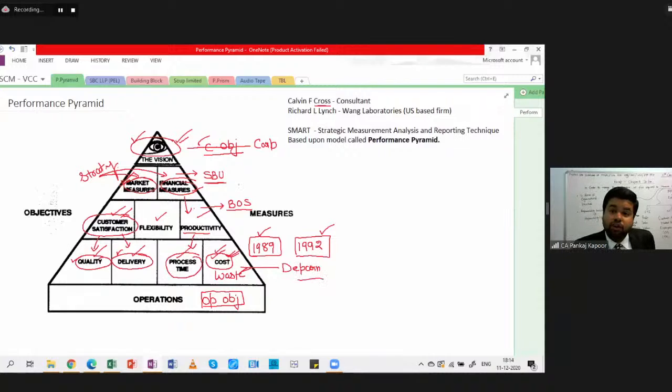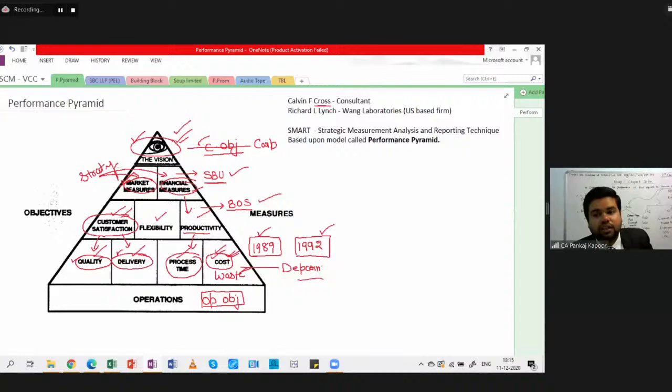But many of these things are not clear to you. Now let me tell you with the help of an example. Tata Motors explains its vision. Tata Motors has two divisions, passenger vehicle and commercial vehicle. So that will become the SBU. Then under the passenger vehicle, they have different plants, Pantnagar plant, then the Sanand plant, and they will become their BOS.